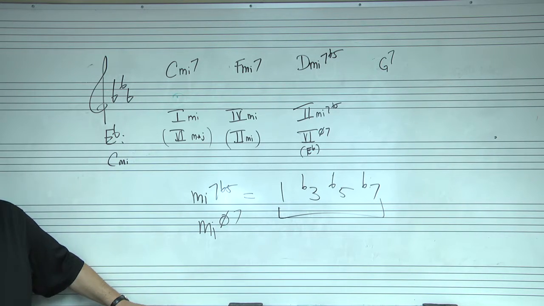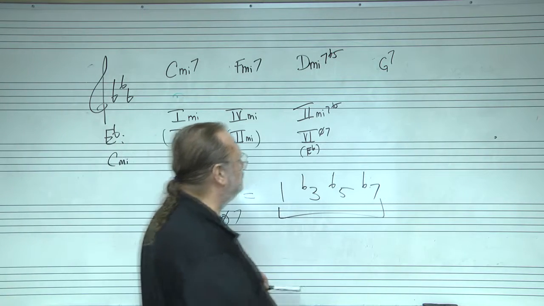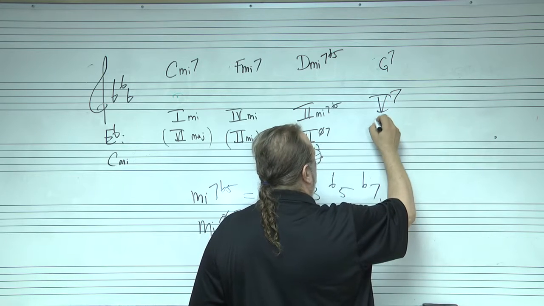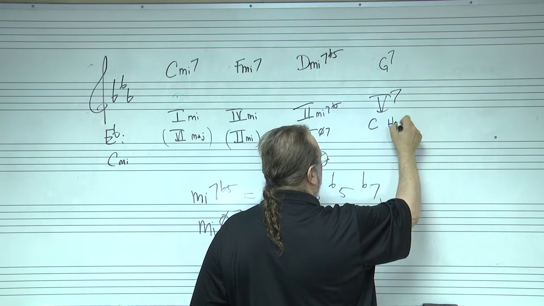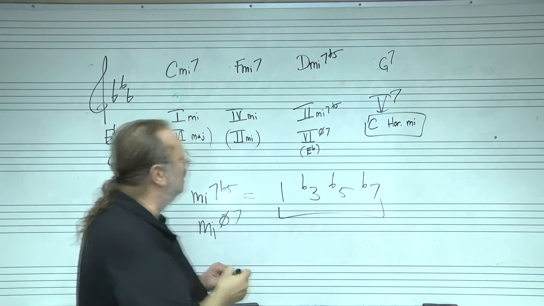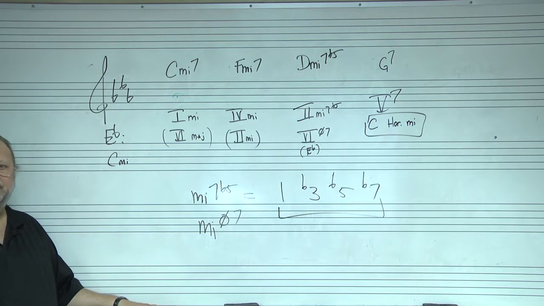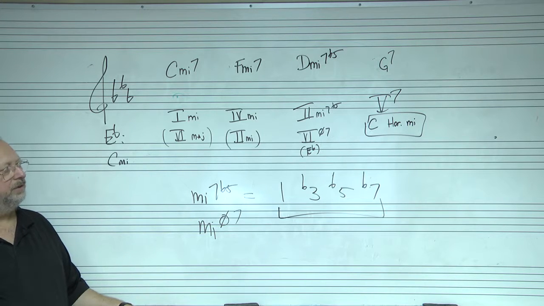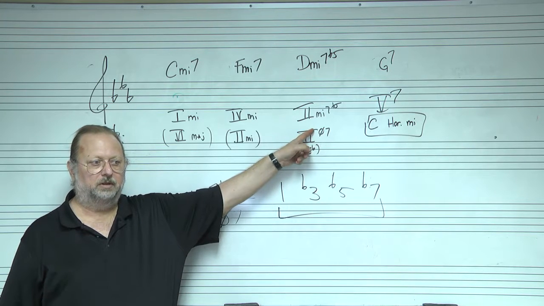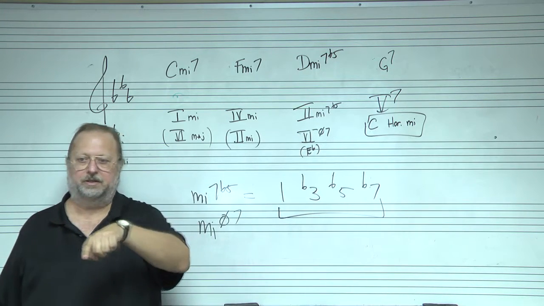All right, so what do we got here? G7 is 5 in C harmonic minor. Okay. So what kind of progression we got there? A 2-5, right? A 2-5 in harmonic minor. So what's this chord in C harmonic minor? Look on your chart. What's the harmonic minor scale show as a 2 chord?